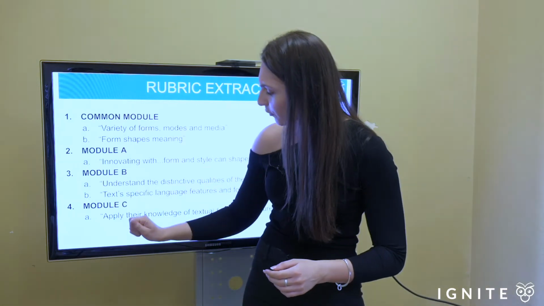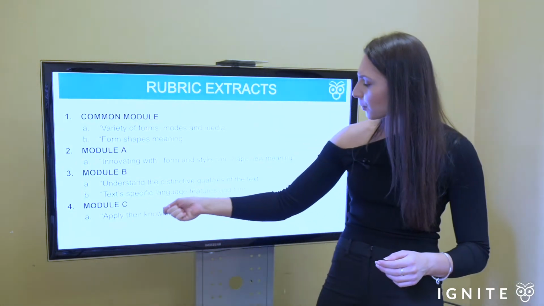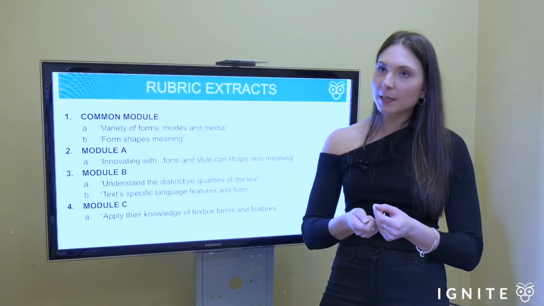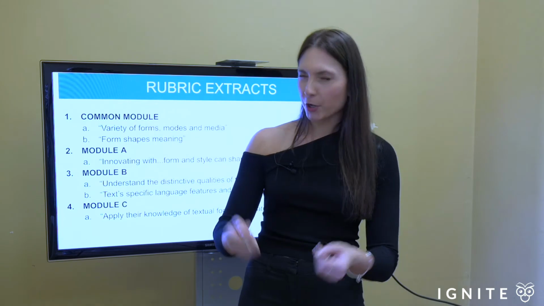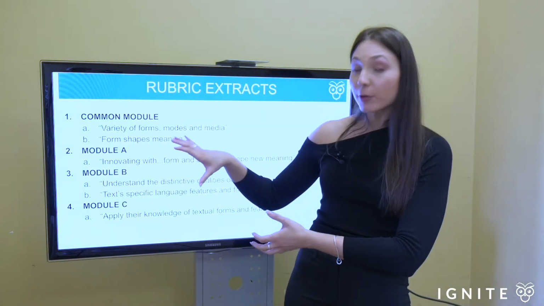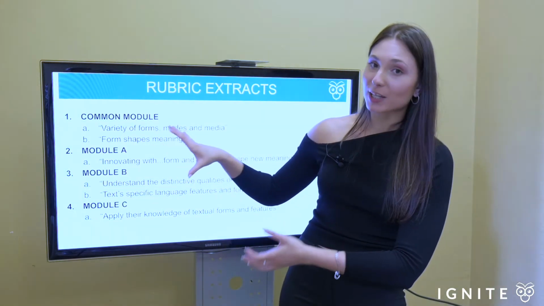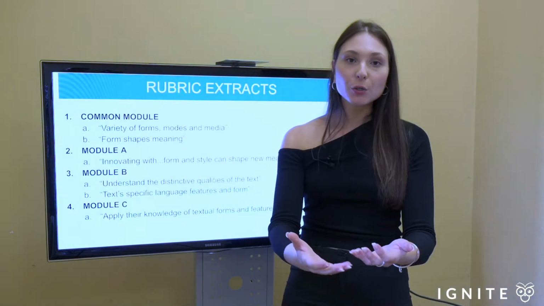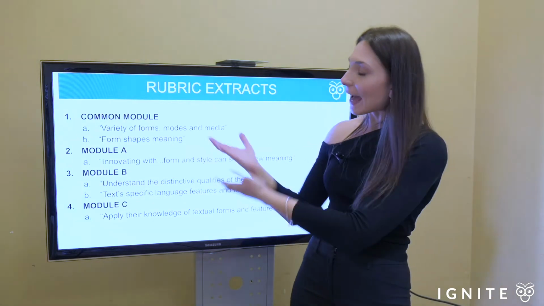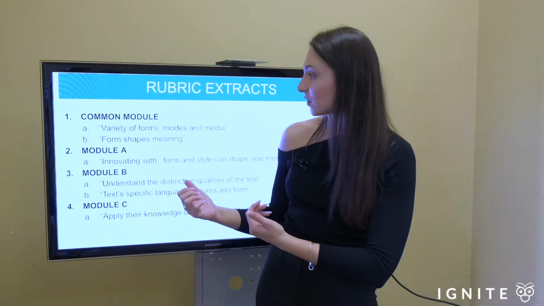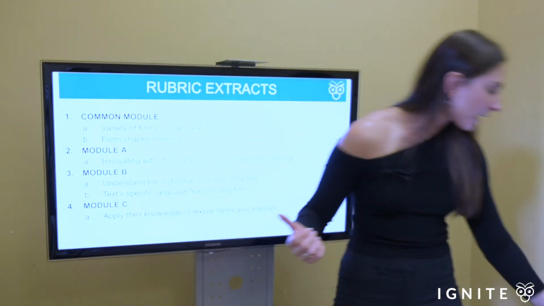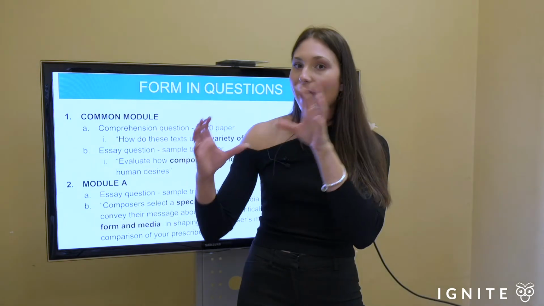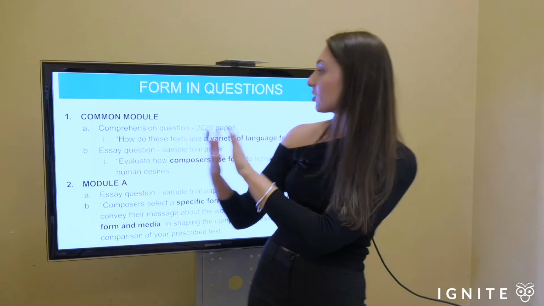And Module C, the quote from the rubric there is that students must apply their knowledge of textual forms and features. So if you're sitting there and you're thinking, my teacher's never discussed form, I don't know what form is, it's inherent in each of the rubrics of your HSC course. So this is why I'm discussing it and why it's relevant to you. And from what I've just raised, you can see how it might be relevant to each part of your HSC papers. In the next slide, I actually show you some questions, and now you can see how those rubric requirements have indeed manifested in the exam questions themselves.